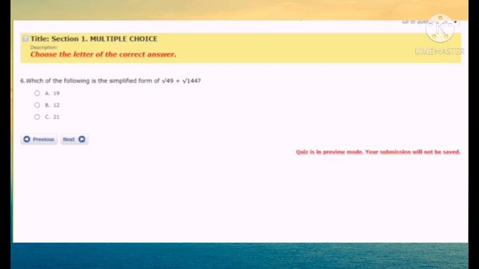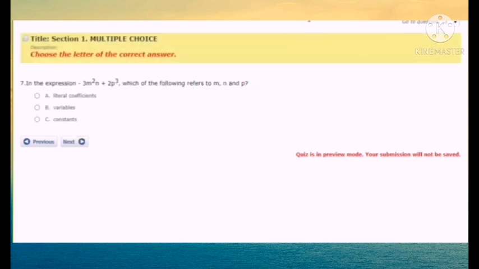Number 6. Which of the following is the simplified form of the square root of 49 plus the square root of 144? For the square root of 49, you look for a number multiplied by itself that will give you 49. So that is 7, because 7 times 7 is 49. 144 has a square root, which is 12, because 12 times 12 is 144. Therefore, if I add 7 and 12, that is equal to 19. So it's letter A.